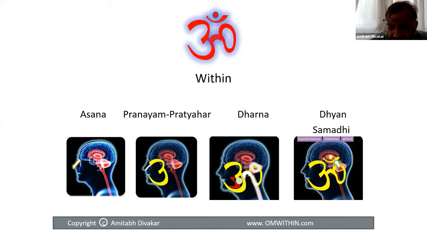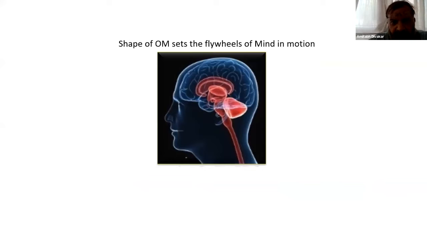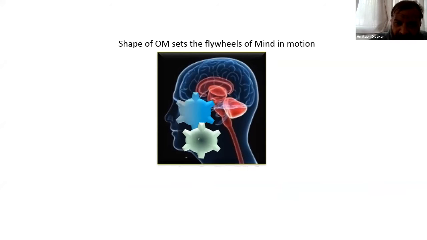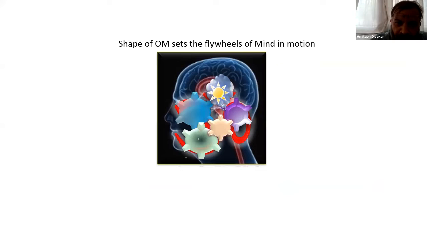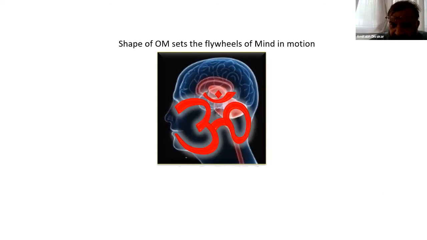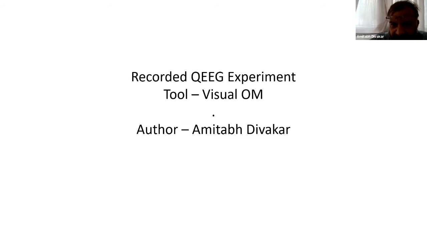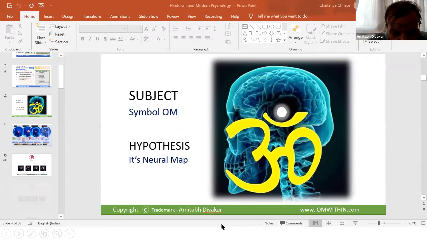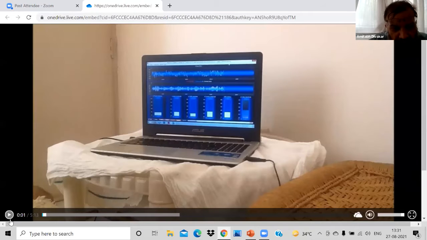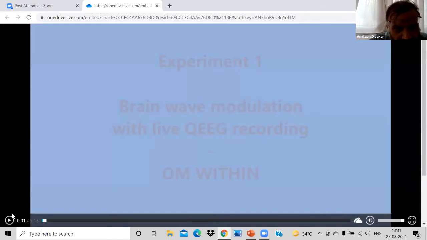And here is what happens to the brain. It sets the flywheels of mind in motion, the symbol of Om. This is my offering, that how the Om figures inside. And here I'll be presenting a small video of what happens when I visualize the shape of Om.